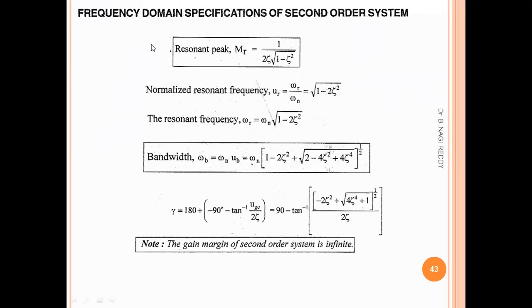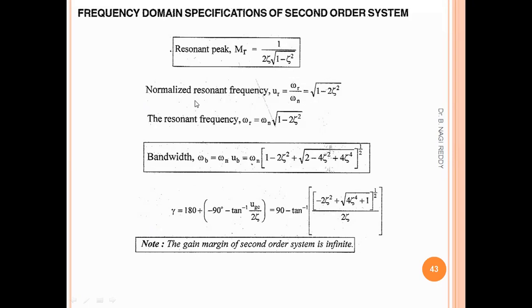So these are the formulas or equations that can be derived for the second order system. All these are the frequency domain specifications. For any given second order system, we can calculate the resonant peak, which is Mr, equal to 1 by 2 zeta square root of 1 minus zeta square. Zeta is the damping ratio; we know how it varies. For a given value of zeta, we can calculate the resonant peak using this formula, 1 by 2 zeta into square root of 1 minus zeta square.